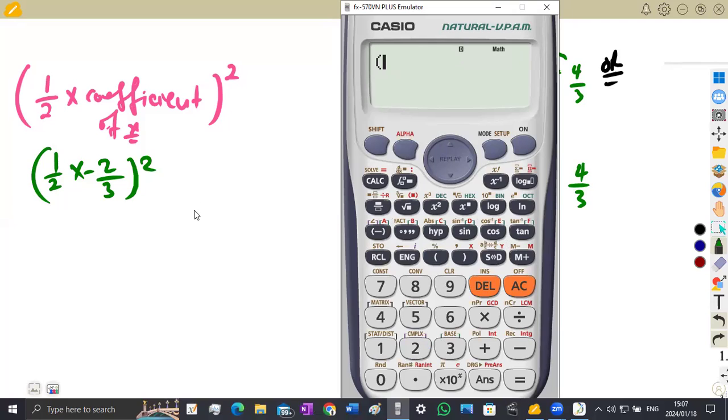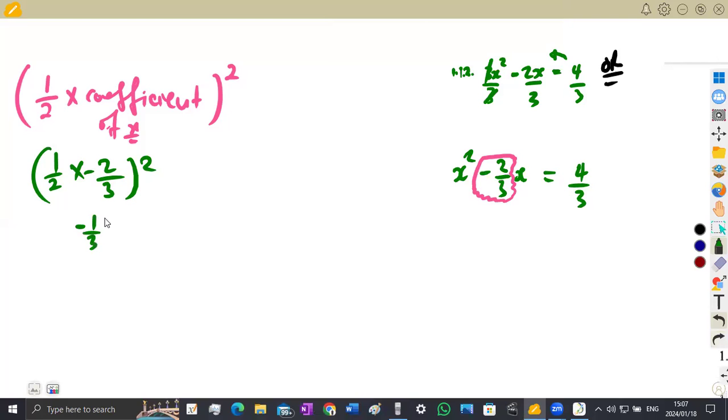All right, so what I'm simply saying is that find half of minus 2/3. So this is 1 over 2 times negative 2 over 3. Just find half of that. Do not square anything. Just find half of that. So this is minus 1 over 3. Yes, we can square this value. Minus 1 over 3 to the exponent of 2 is going to give us 1 over 9, which is fine.